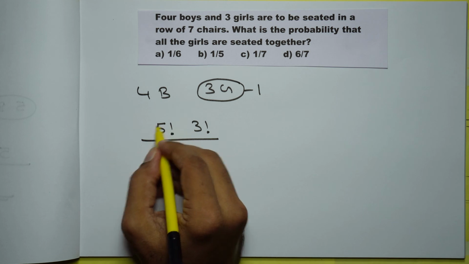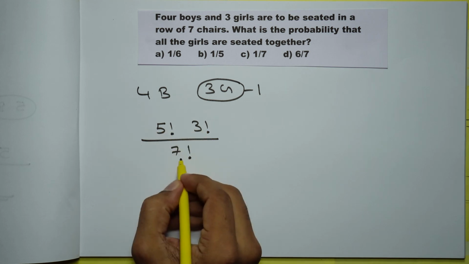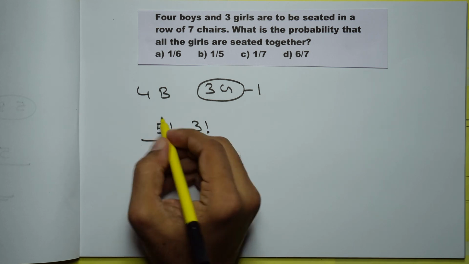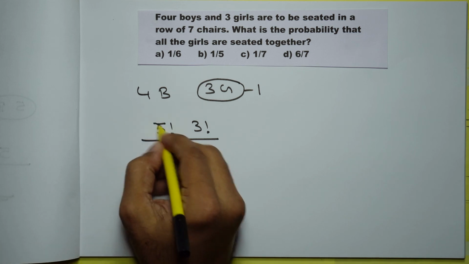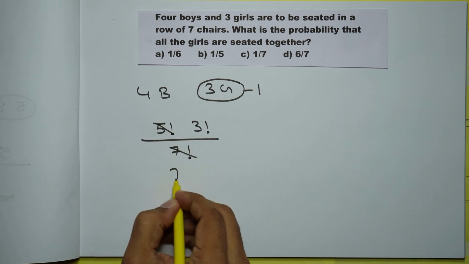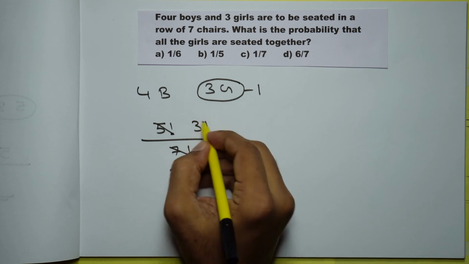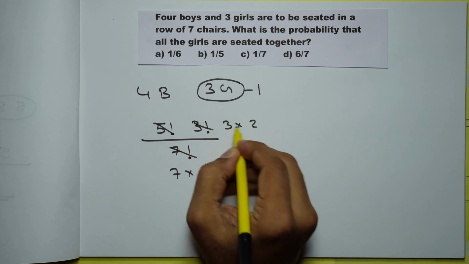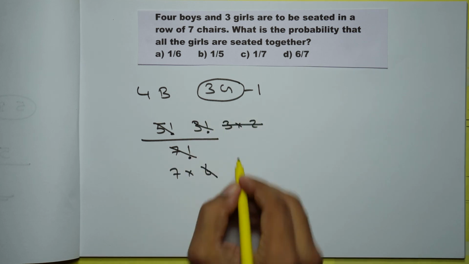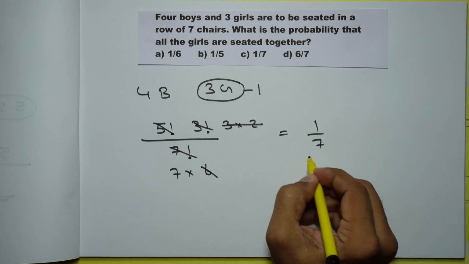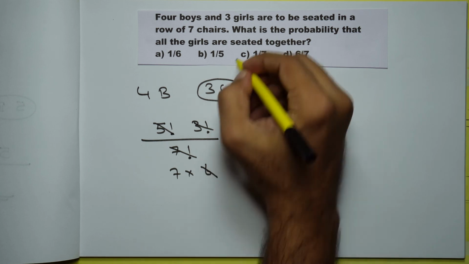So these are the number of favorable cases out of a total of 7 factorial. So we'll just simplify this. 5 factorial will cancel with 7 factorial, so remaining 7 into 6. 3 factorial is 3 into 2. 3 into 2 is 6, which will cancel with the 6. So the required probability is 1 by 7. That is option C.